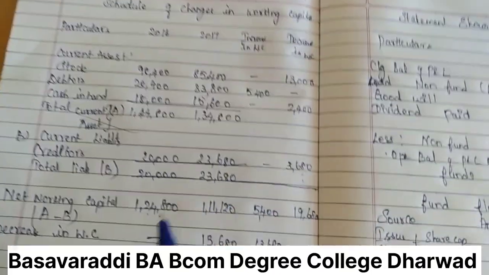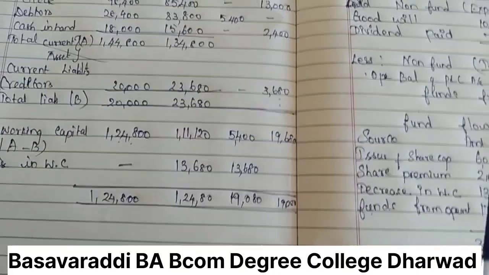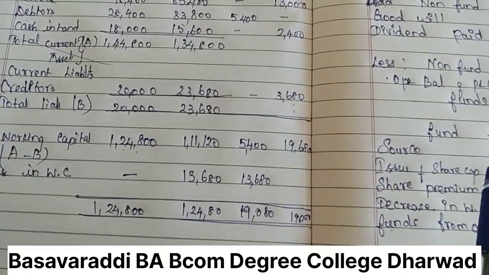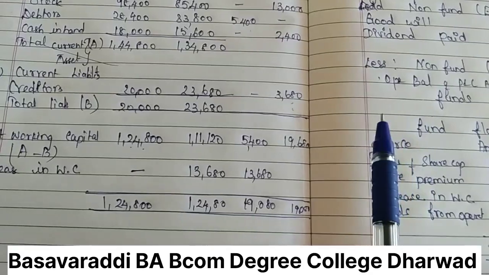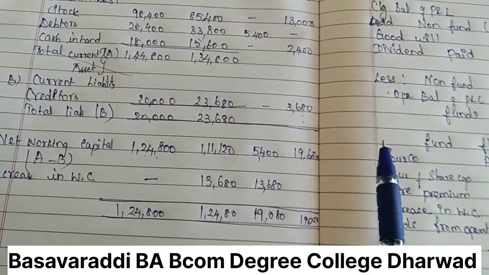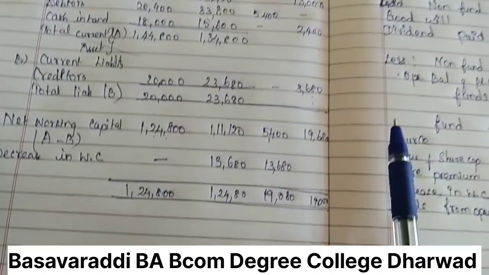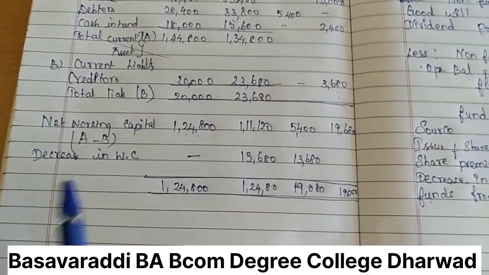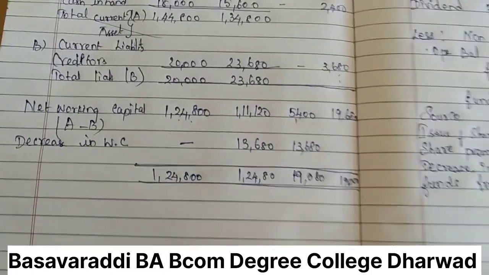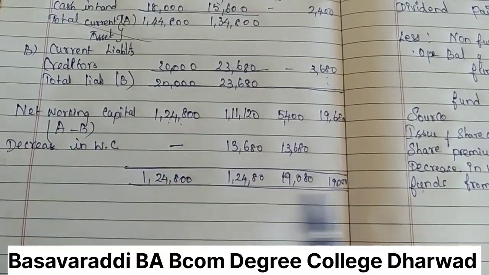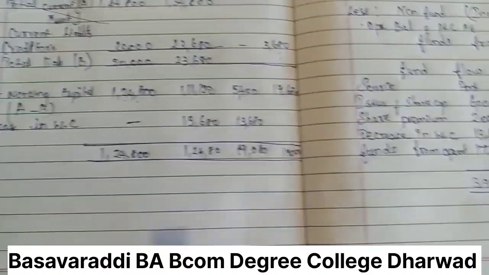Now come to the current liability. When the current liability increases, working capital decreases. When the current liability decreases, the working capital increases. In this way, you have to find out. Finally, you have to find out whether working capital has decreased or increased. In this problem, the working capital has decreased. The difference you have to enter in both the sides. You make a tally.